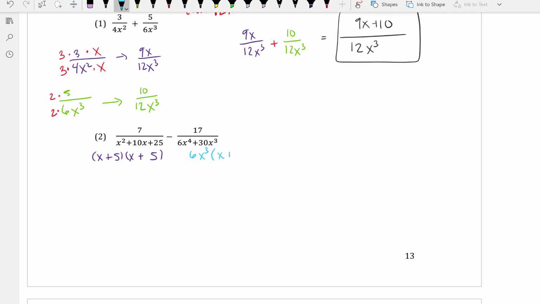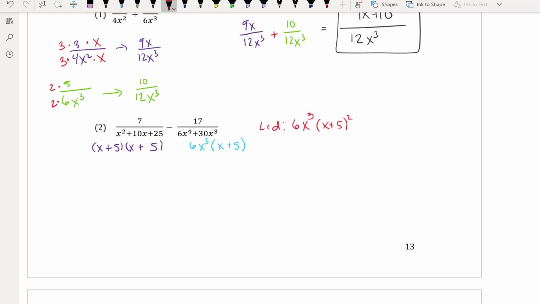So I'm left with x plus 5. So now I want to identify my least common denominator, which would be a 6x cubed and an x plus 5 squared. And that's to the third power. I'm just going to write that a little bit nicer. x to the 3. There we go.